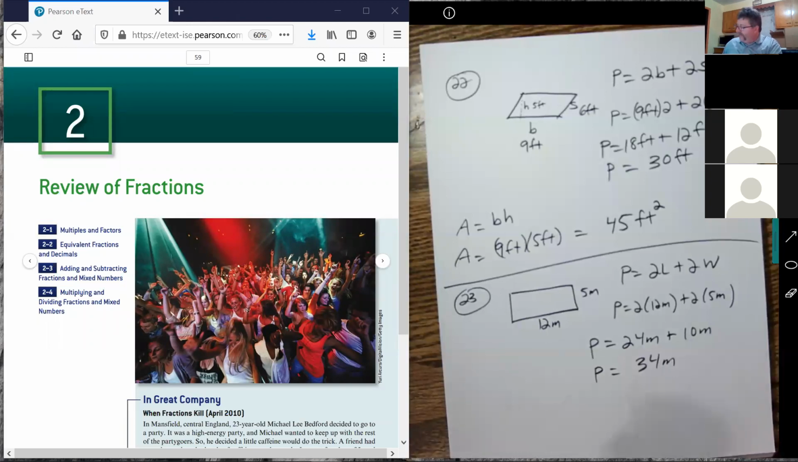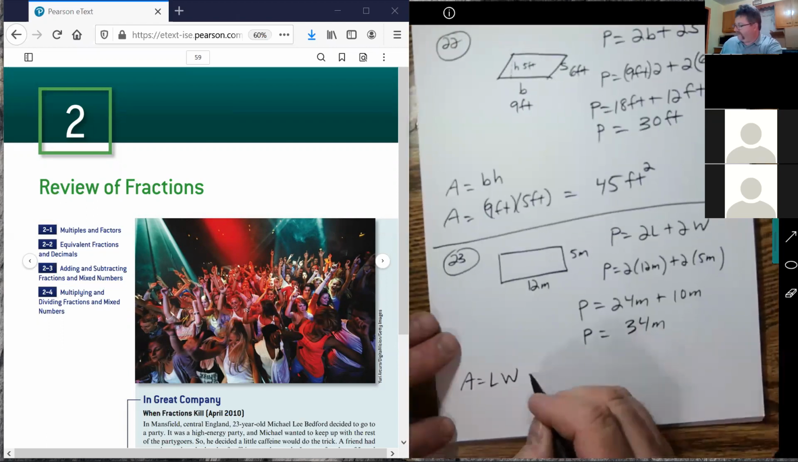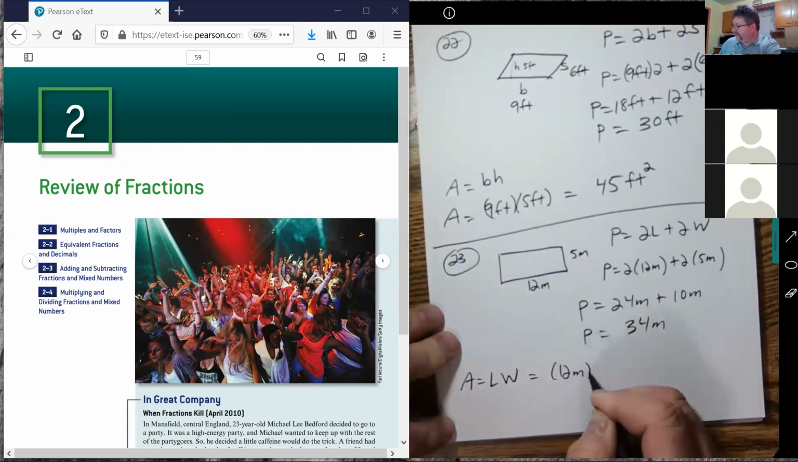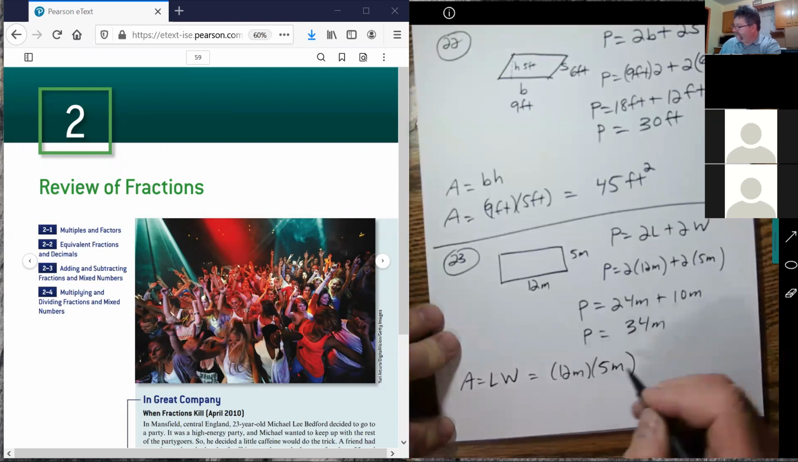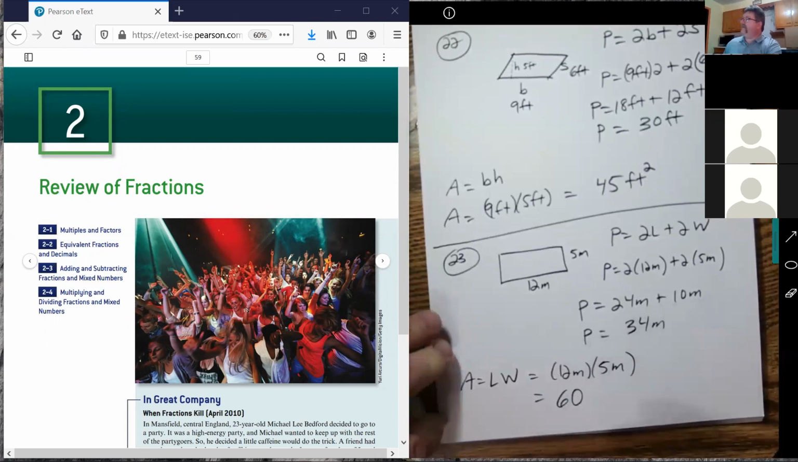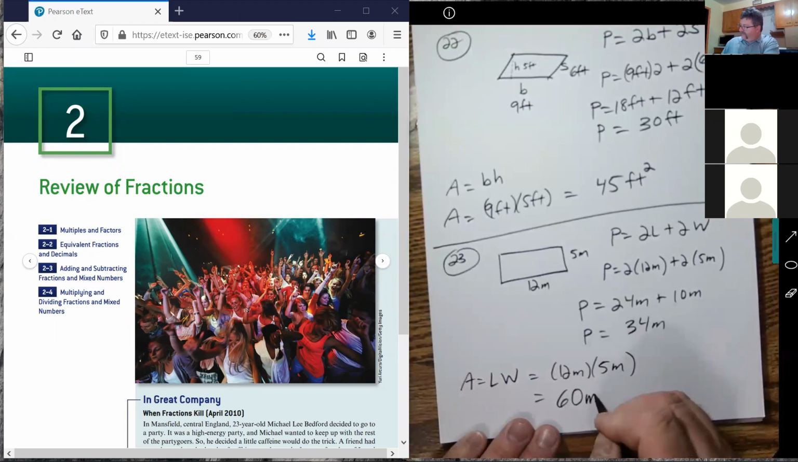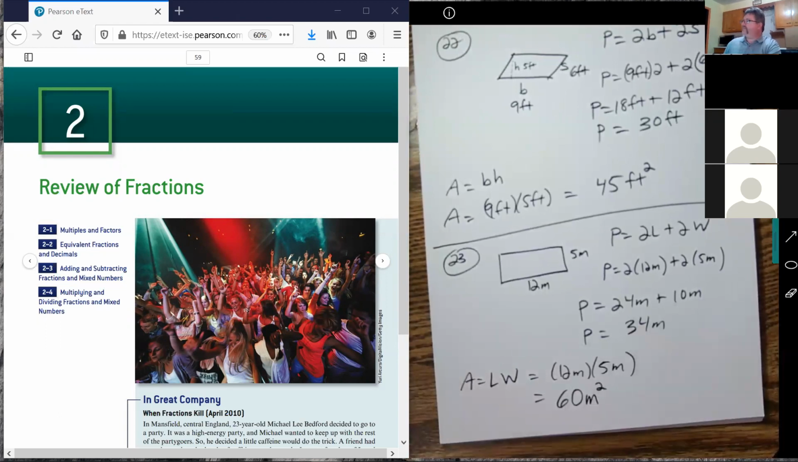Okay. Area of a rectangle is length times width. So what's that going to be? 12 meters times 5 meters. 12 times 5 is 60. Meters times meters is meters squared.